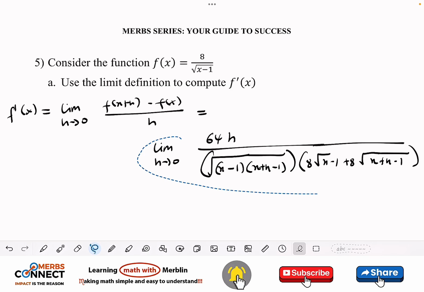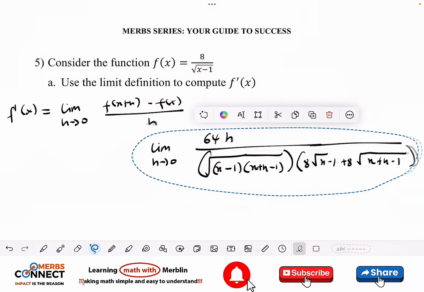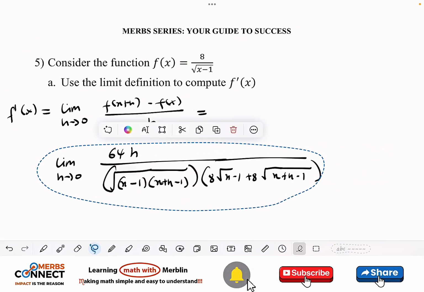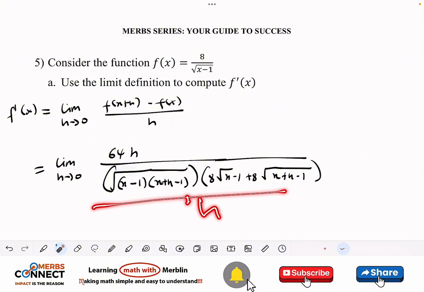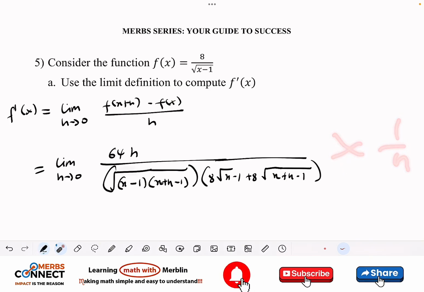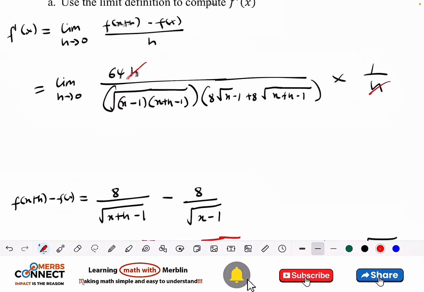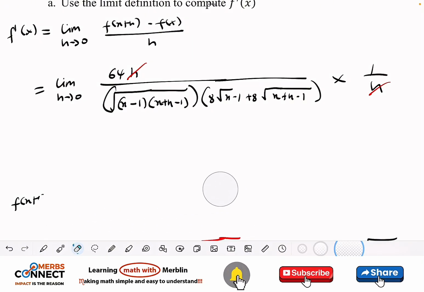This is what we have for the limit. So this is equal to this. But remember, the whole of this thing is this, so we need to divide it by h. When I divide this by h, the divided by h we change to times 1 over h. So the h will cancel the h. So this is going to give us something like 64 divided by everything there.